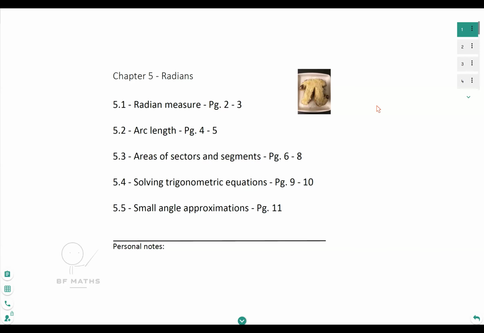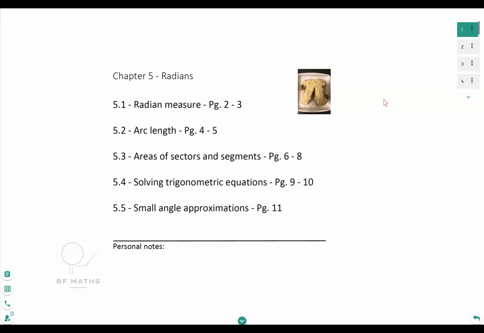So welcome to Pure 2, Chapter 5. In this chapter, we'll be looking into radians. So what's radians? Today's lesson is 5.1, which is an introduction to radians. And then in the other videos, we'll be looking at arc length and how we can use radians to solve trig equations, which require your Chapter 10 knowledge in Pure 1, and small angle approximation, a really small niche topic that you need to know that comes up in the exam nearly every single year.